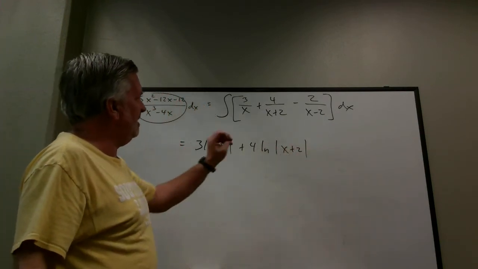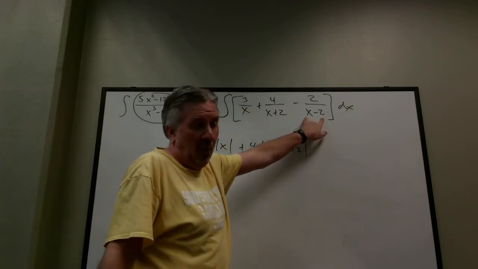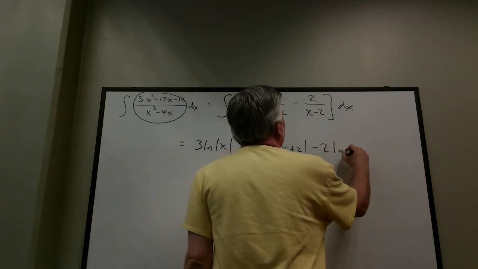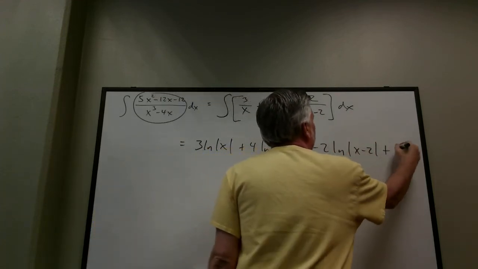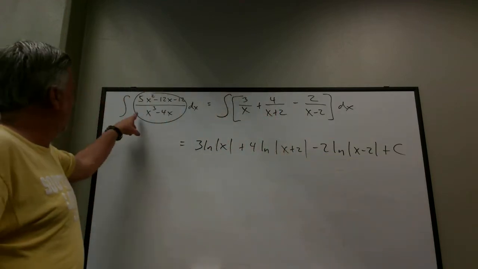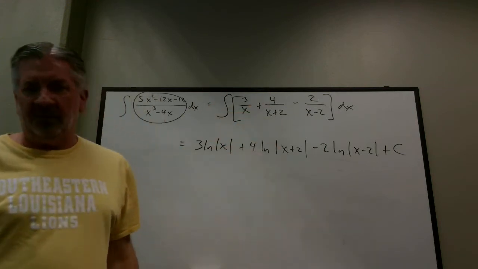And same thing down here. If you let u be x minus 2, it's a linear substitution with slope 1. Again, it's a minus 2 over u. So it's minus 2 natural log absolute value of x minus 2. Don't forget your plus c, because it's an indefinite integral. So all the work here was just to do the partial fractions decomposition. The integration itself was very easy.